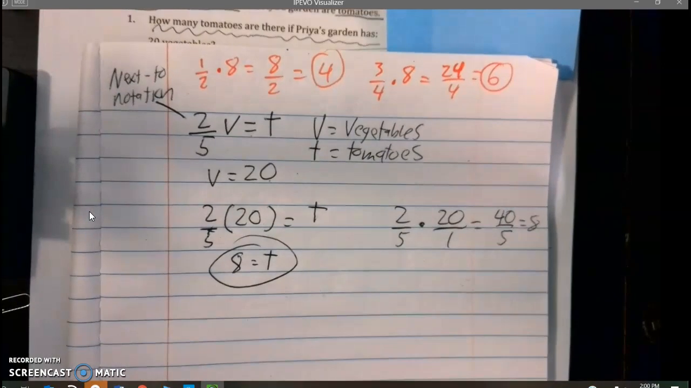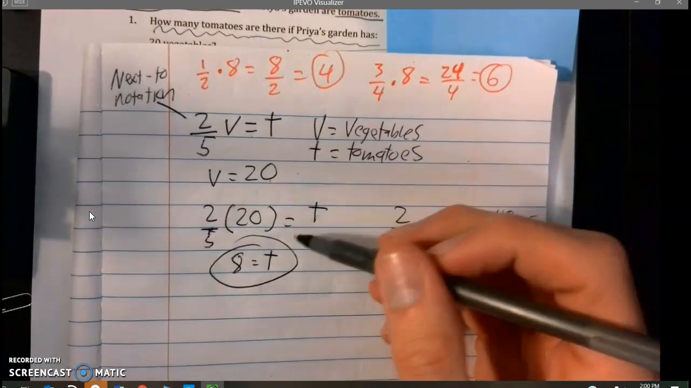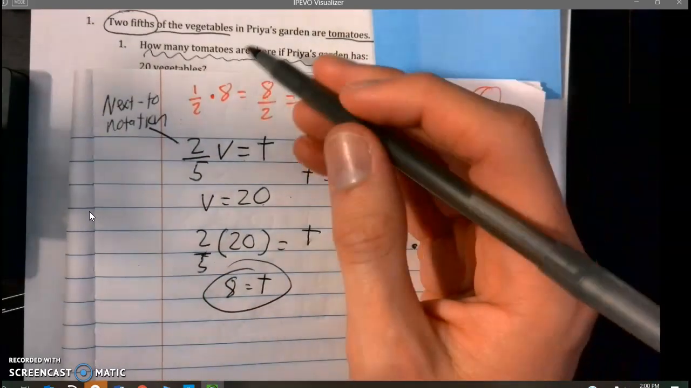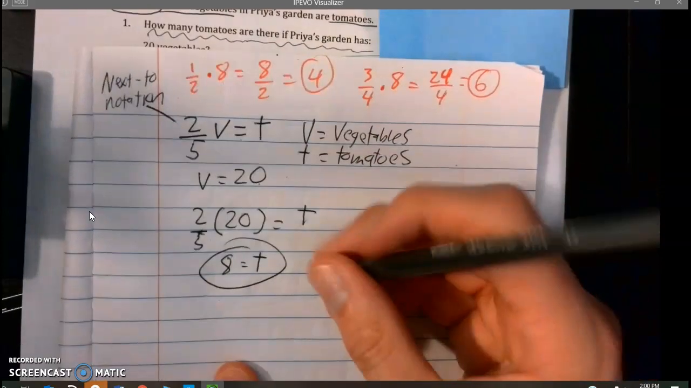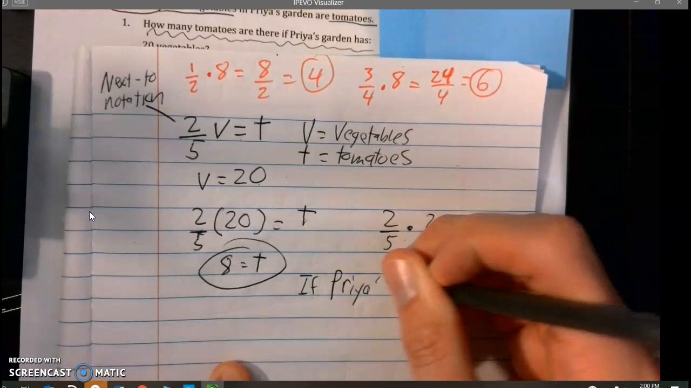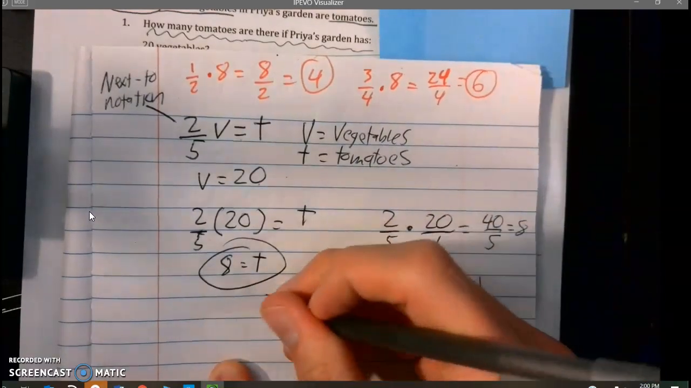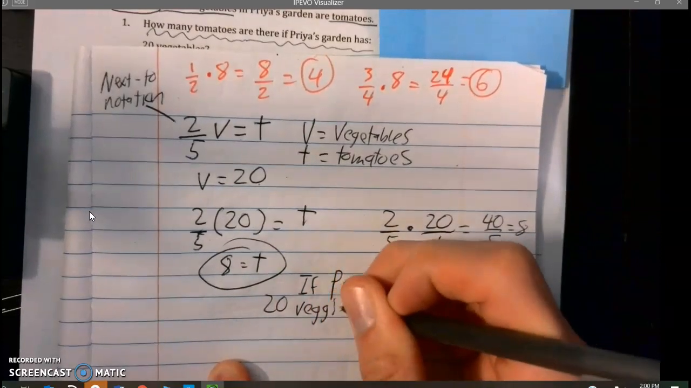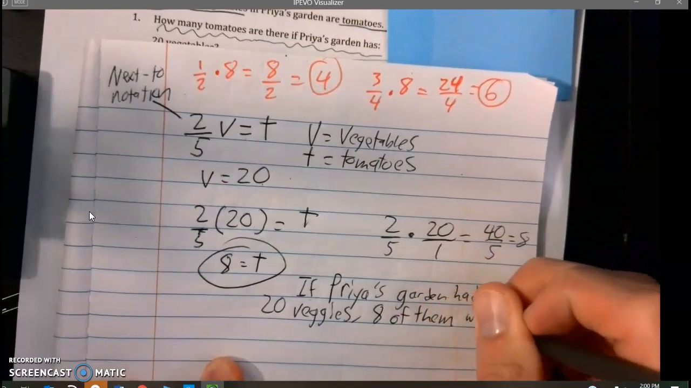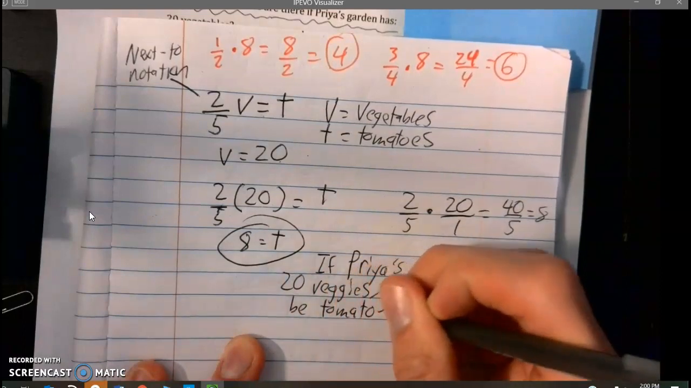However, it is a word problem, so you should write your answer as a complete sentence. So 8 is t, and t is tomatoes. So how many tomatoes are there if Priya's garden has 20 vegetables? To write a really complete answer: if Priya's garden had 20 veggies, 8 of them would be tomatoes. Okay.